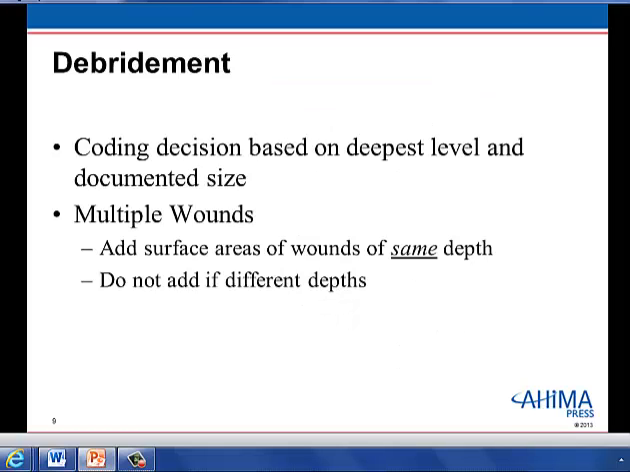Debridement coding is based on the deepest level and combined size of the wound area. Please review guidelines in your CPT book and examples in your workbook. When performing debridement on a single wound, report depth using the deepest level of tissue removed. In multiple wounds, sum the surface area of those wounds that are at the same depth, but do not combine sums from different depths.